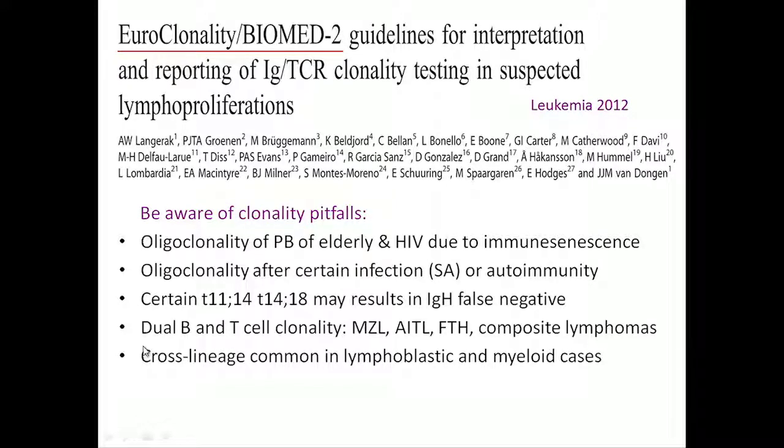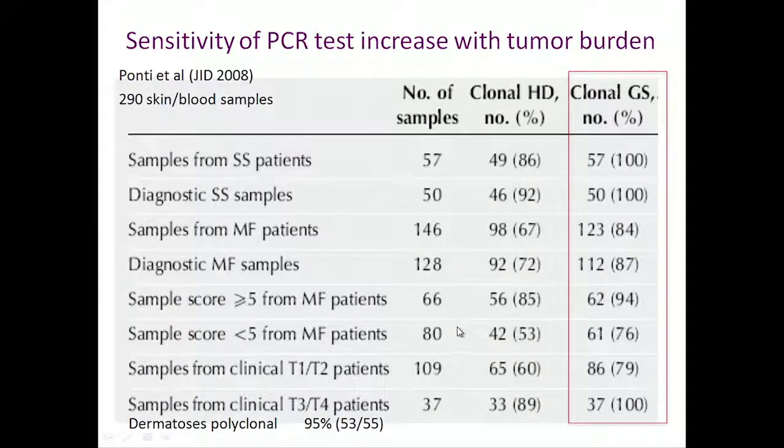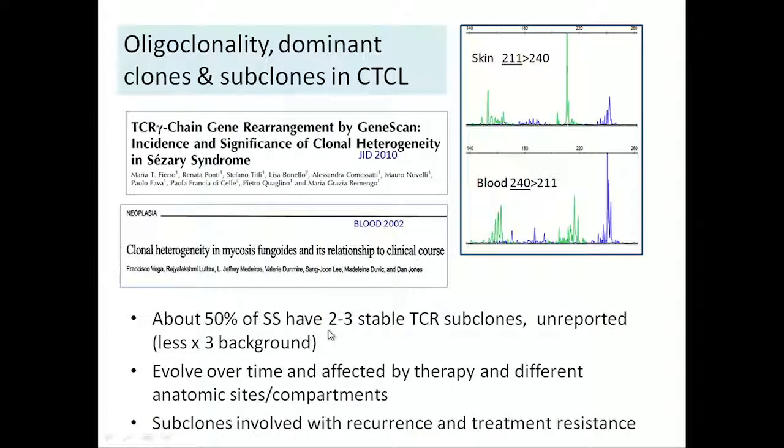There are patients who have B and T cell clonality, especially certain lymphomas like angioimmunoblastic T cell lymphoma; cross lineage is common in lymphoblastic and myeloid cases. So it's not ideal, but it works very well for all forms of lymphomas, except maybe the CD30 anaplastic large cell lymphomas, which have a slightly lower positivity or sensitivity rate. In the cutaneous infiltrate, it works very well. The more tumor burden you have in the skin, the better it works.